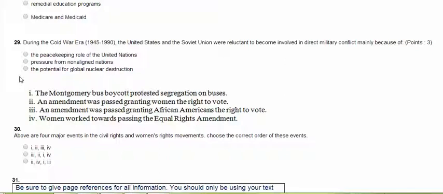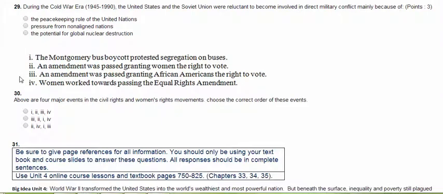Number 29, during the Cold War era, 1945 to 1990, the United States and the Soviet Union were reluctant to become involved in direct military conflict, mainly because of the peacekeeping role of the United Nations, pressure from non-aligned nations, or the last option, the potential for global nuclear destruction.